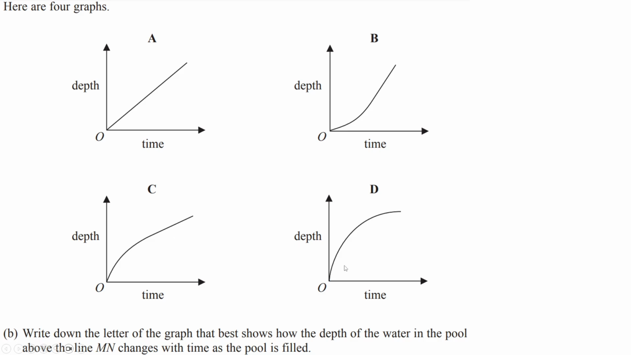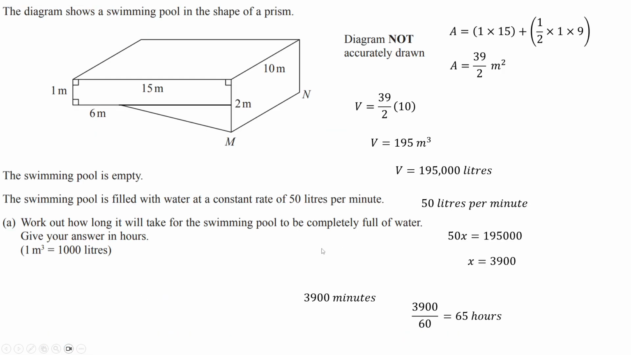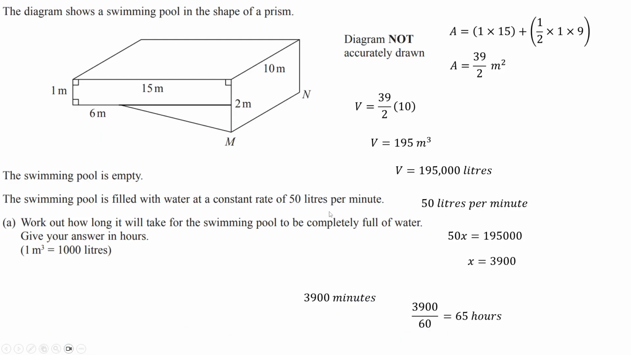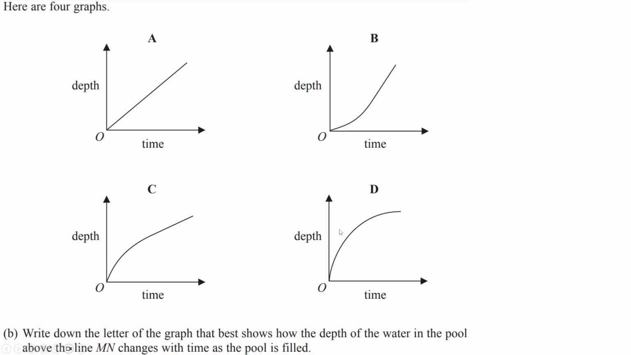It can't be this one though because this is completely curved, and we know that the rate of change of volume is not variable. It's actually just a constant. And for something to be a constant, it needs to be the same. It needs to be linear. Okay, so it's not going to be D. Okay, could it be A?